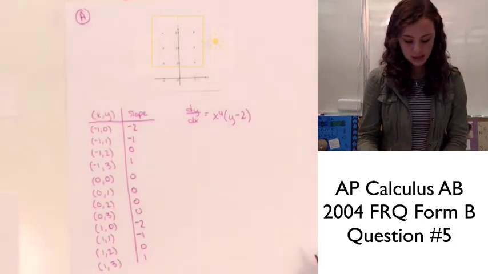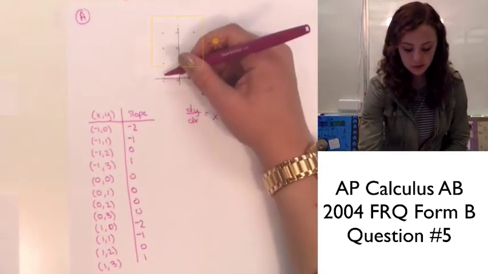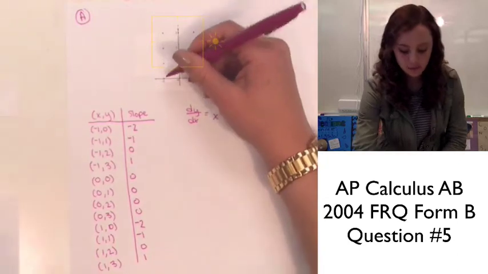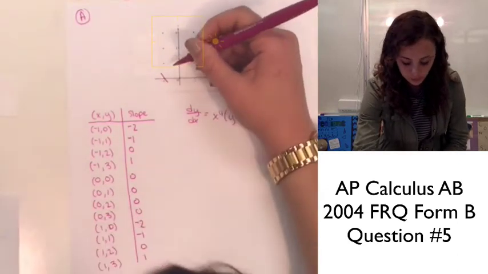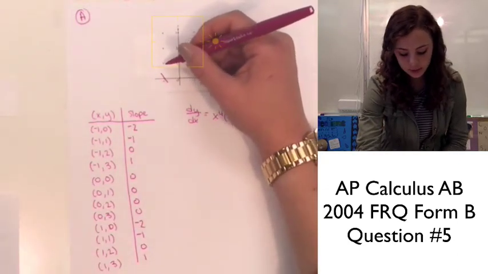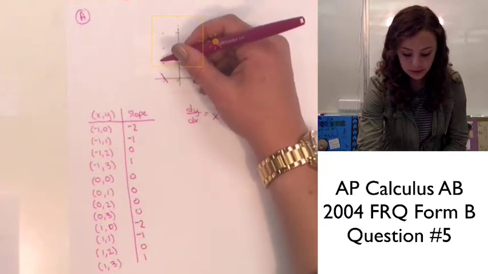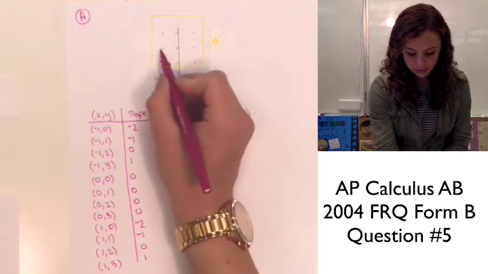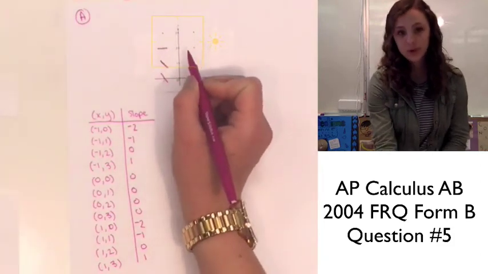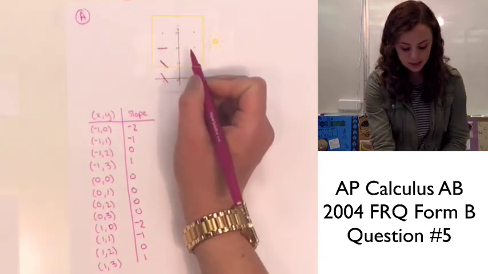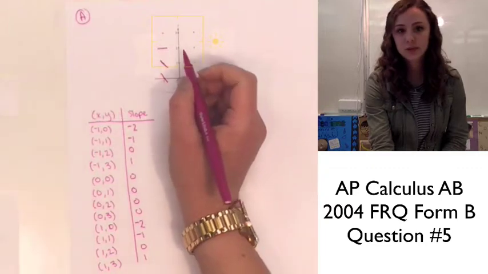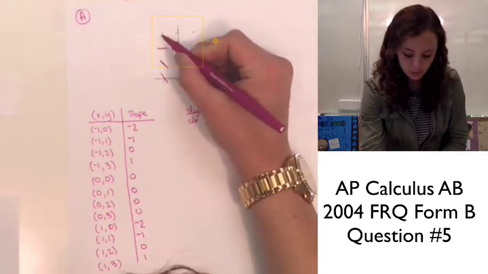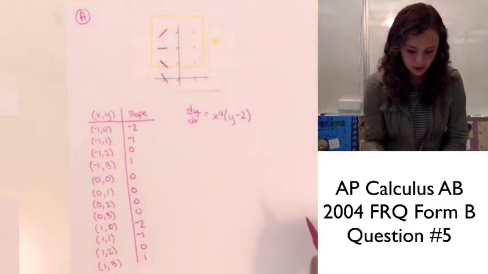So at -1, 0, we have a slope of -2, which is in the negative direction, and it's fairly steep, so we'll go ahead and do that. The next one is -1, also in the negative direction, but slightly less steep. And at -1, 2, we have a slope of 0, so a horizontal line. At -1, 3, we have a slope of 1, so we're switching to a positive slope, so opposite direction.